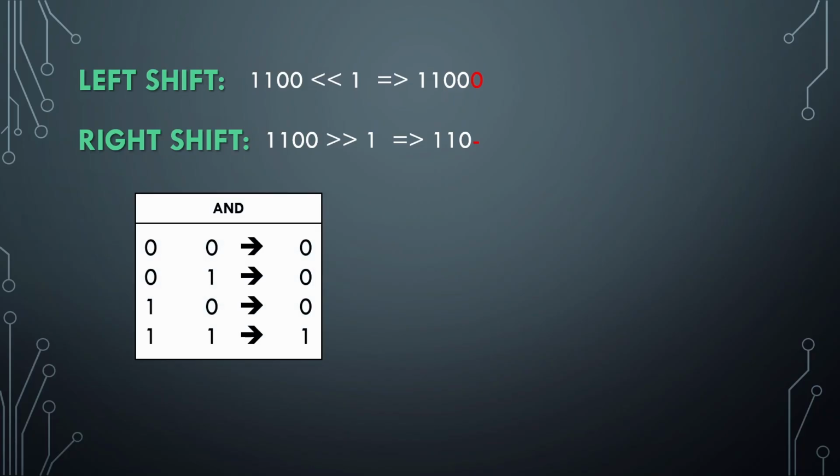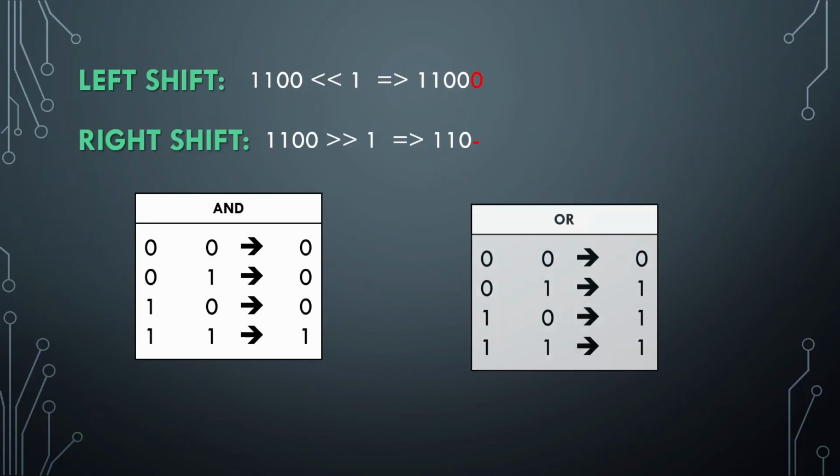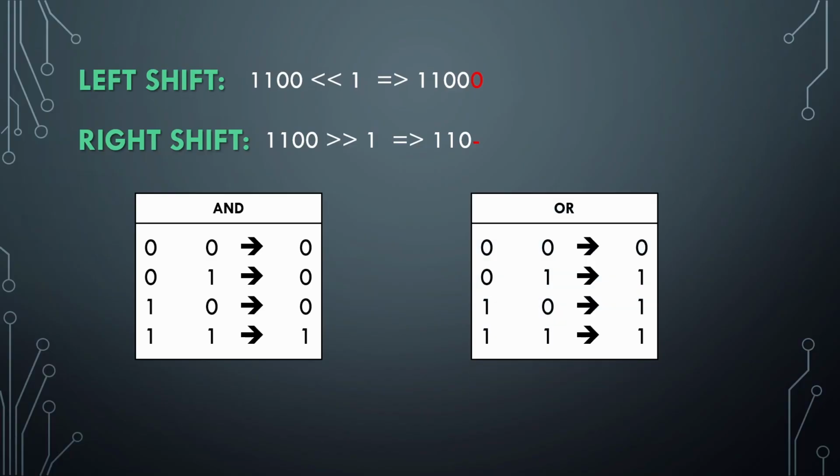Bitwise AND. With AND, you'll get 1 only when both operands are 1, otherwise 0. Bitwise OR. With OR, you'll get 0 when both operands are 0, otherwise 1. We'll be needing those 4 concepts shown on the screen to be able to solve this problem.